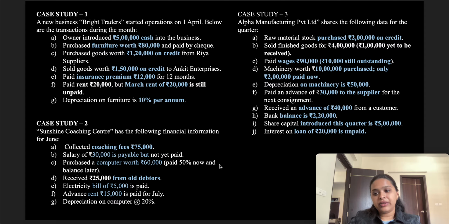Depreciation on computer. So on computer also we have to charge the depreciation, because a computer is a sort of asset whose value will be decreased every year, right? And it is an expense in the P&L account.